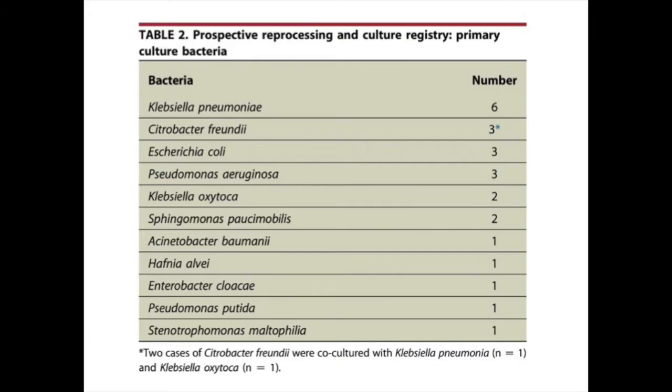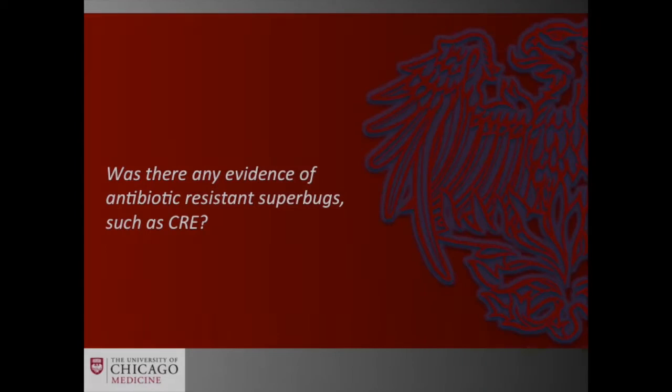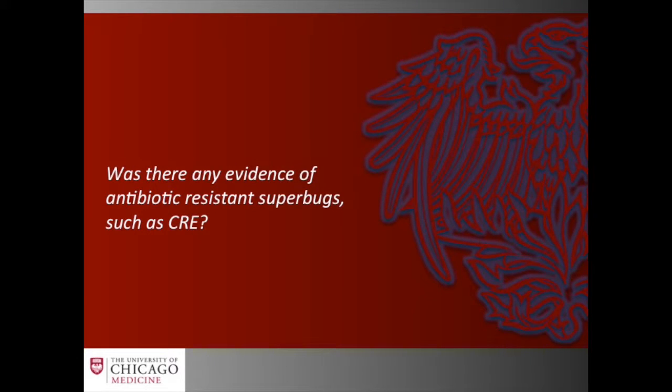There were 11 different gram-negative bacterial isolates obtained, of which the most frequent were Klebsiella pneumoniae, Citrobacter freundii, E. coli, and Pseudomonas aeruginosa. We had antibiotic sensitivity data on nearly 80% of our positive primary cultures. However, with that data, we had no evidence of CRE, cephalosporin-resistant Klebsiella, or multi-drug-resistant Acinetobacter.